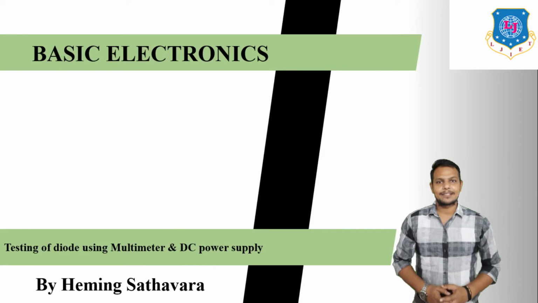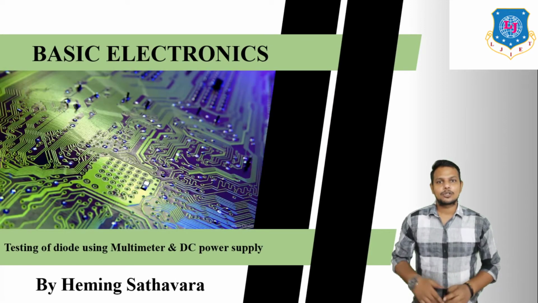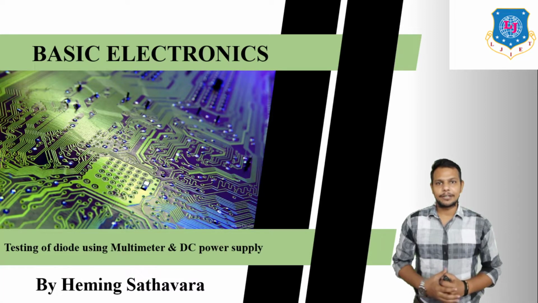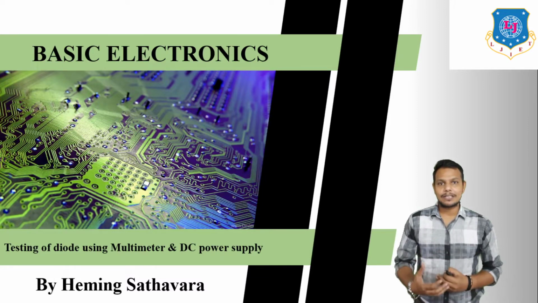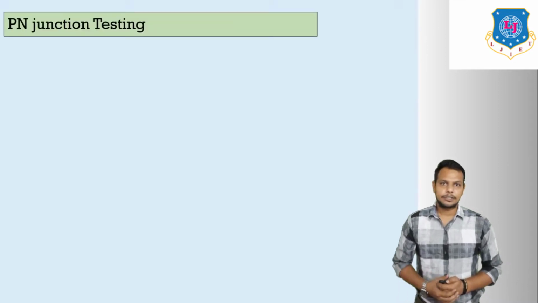Hello everyone, myself Satwara. Today we are going to discuss testing of a diode using a multimeter and DC power supply. Today's lecture is basically a practical session. How to measure a PN junction diode, or we can say how to measure a diode with the help of a multimeter, which we can use as a DMM, that means digital multimeter. So let us start with PN junction testing.